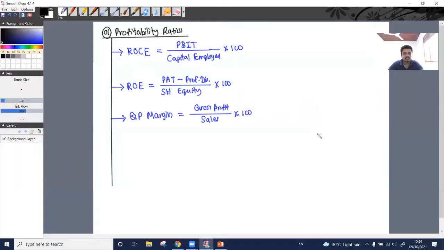What else? What are the other profitability ratios? We can have, what else? Net profit margin. Net profit margin. We can say NP margin. Net profit margin equals what? Equals net profit over sales. Net profit over sales into 100.